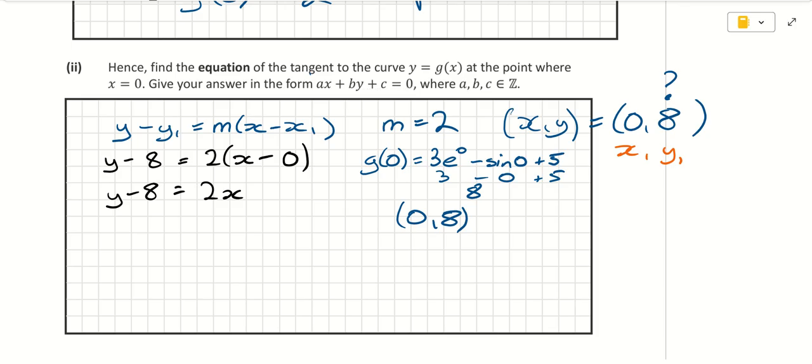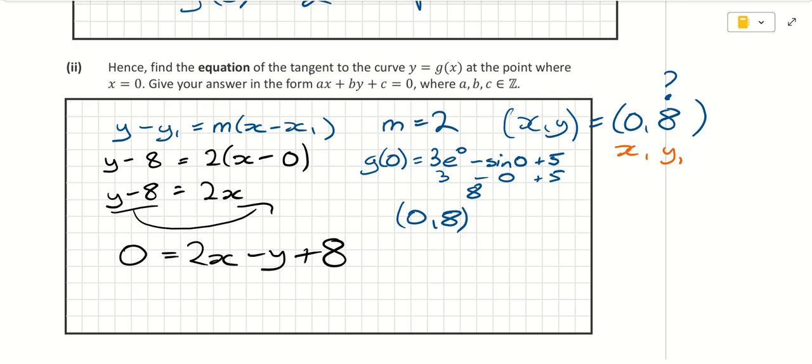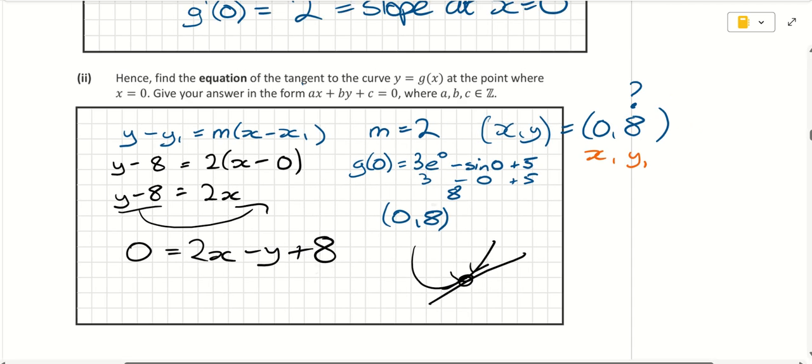And you want it in the form plus equals 0. So let's just move these over here. So we'll get 0 equals 2x minus y plus 8. Doesn't matter what side the 0 is on, it's grand. So 2x minus y plus 8 is your answer. That's the equation of the tangent. So you can imagine there's a curve that looks like that, and that's the tangent there, touches at 90 degrees.